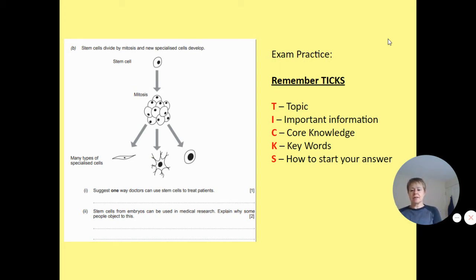Next question. Stem cells from embryos can be used in medical research. Explain why some people object to this. This is a 2-mark question, which would suggest that you might want to make a couple of points. I'm going to move on. The video can be paused if you haven't finished.